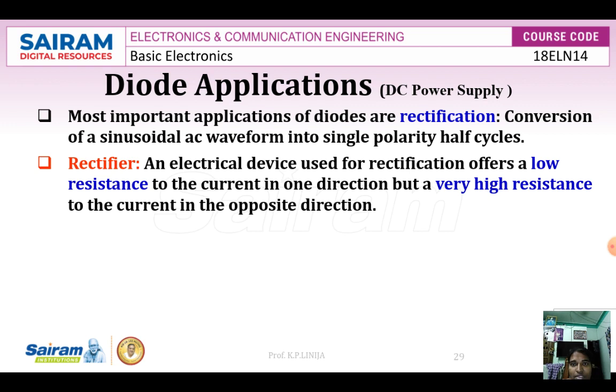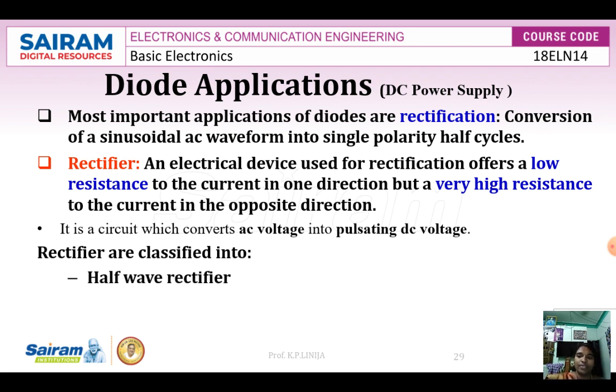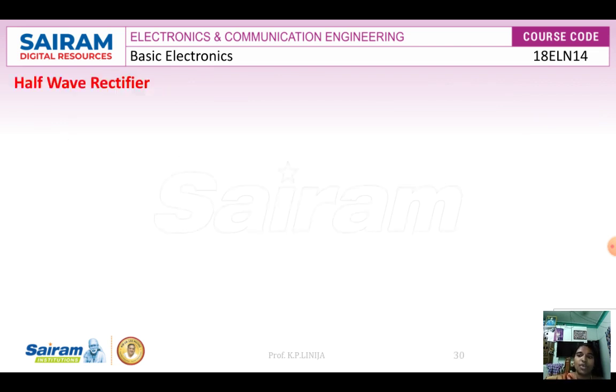It offers a low resistance to the current in one direction but high resistance to the current in the opposite direction. Here, a rectifier is a circuit which converts AC voltage into a pulsating DC voltage. Now we will see the classification of rectifiers. Rectifiers are classified into two types: one is the half wave rectifier and the other is the full wave rectifier. Okay, now let us discuss one by one.